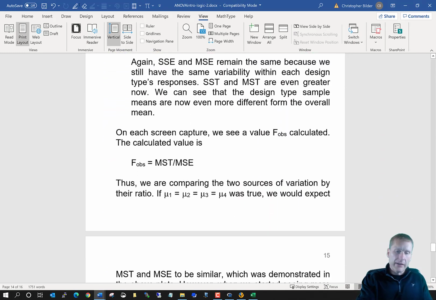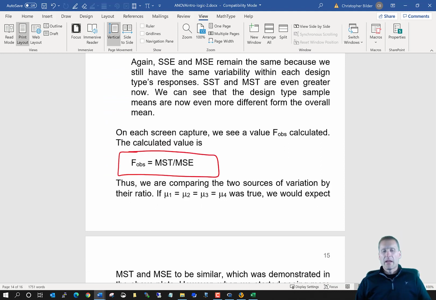So again, this statistic here, MST divided by MSE, is going to play a very important role for us. That's what's going to help us to know, is there sufficient evidence to indicate that the population means are different? Since we're going to actually make a comparison of the statistic to the F distribution, we're going to call this F obs, for observed value.